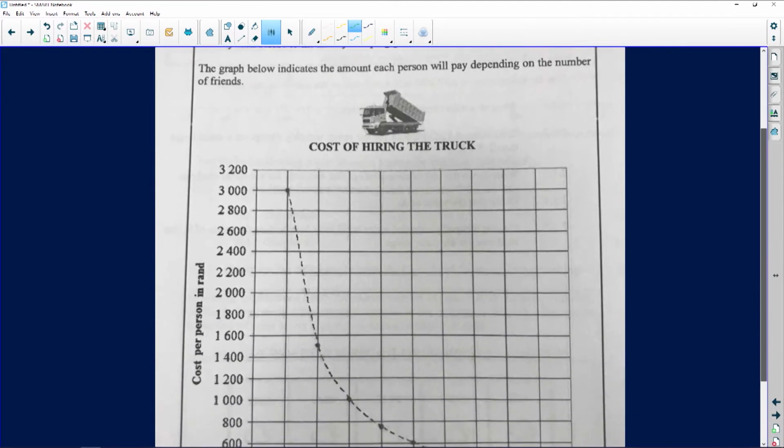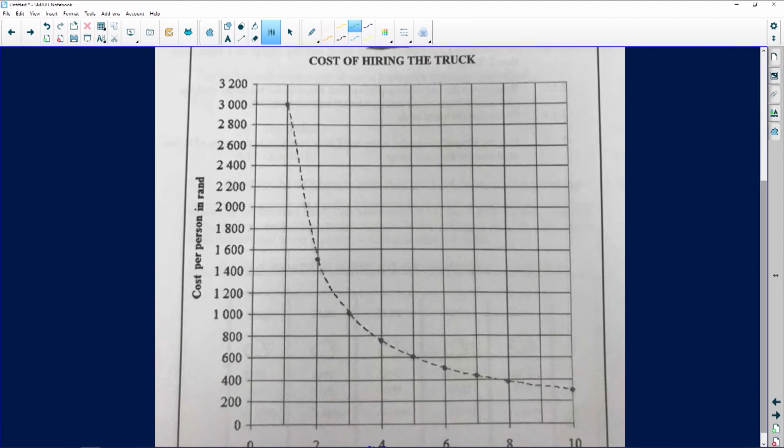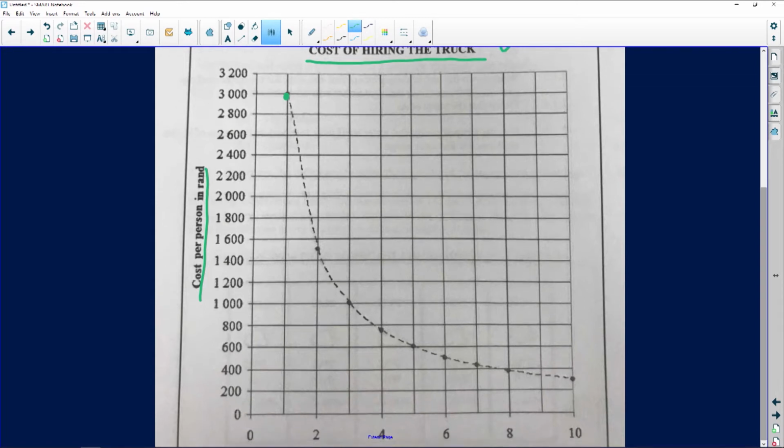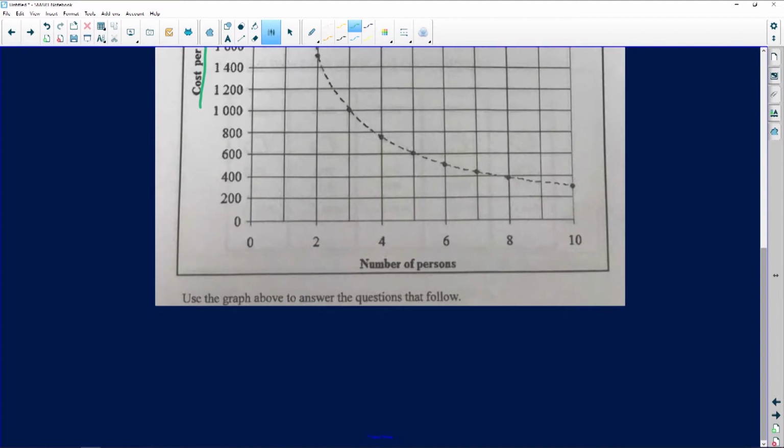So we know there are friends and we know there's money involved. The first thing that we can see is the title of the graph over there. If we were not given a title, you would get a mark just for that title. Then we've got the cost per person, which is in Rands. Our graph does start at 3,000 Rand. If you go down, we've got the number of persons, which is 0, 1, 2, 3, 4, and going forth.